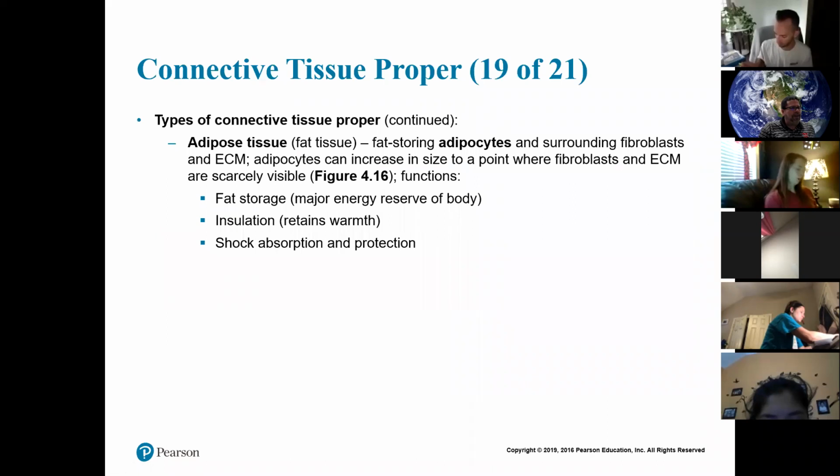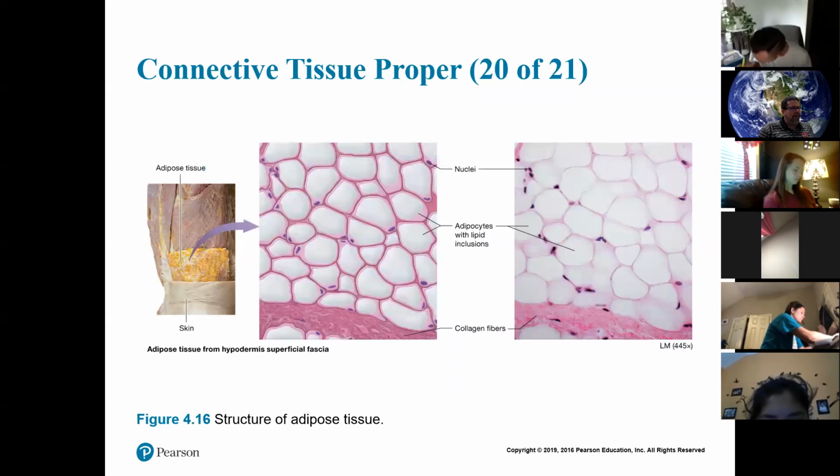Okay? Adipose cells: fat storage, insulation, shock absorbers, and protection. Here is the skin under the dense irregular. You get a layer of adipose that separates the dermis and subcutaneous layer of the skin.